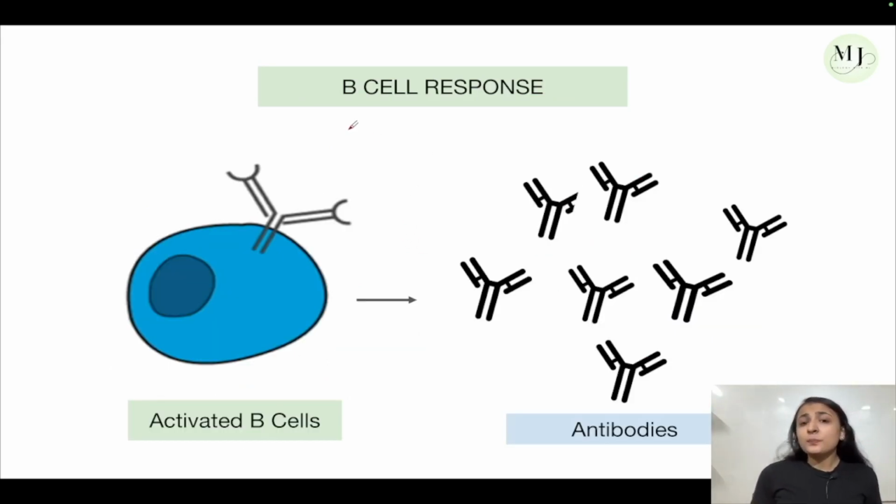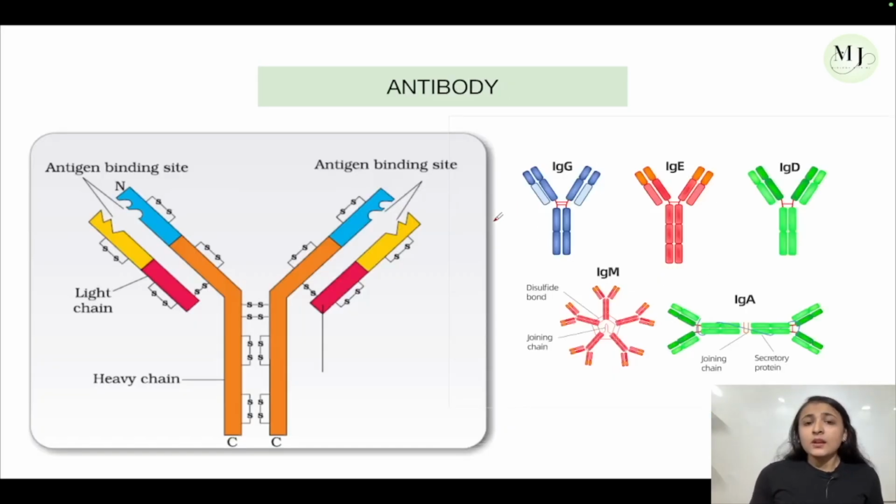Now let us study the B cell response. So the activated B cells produce a lot of protein molecules which are known as antibodies. These antibodies are specific to the target pathogen. Now let us briefly look at what an antibody looks like. The antibody basically has a Y-shaped structure. It has two light chains and two heavy chains. That is why we write an antibody as H2L2, which means two heavy chains and two light chains.